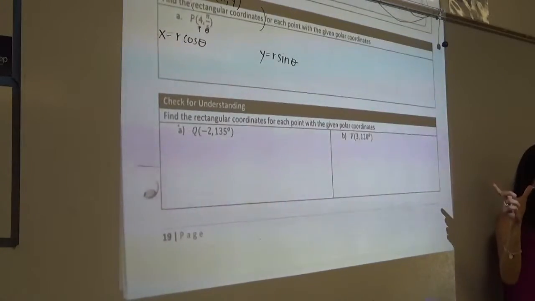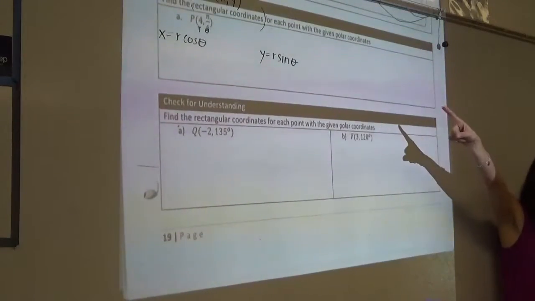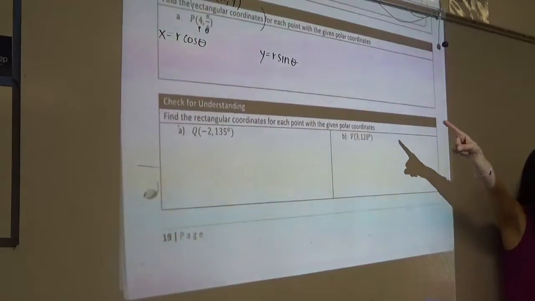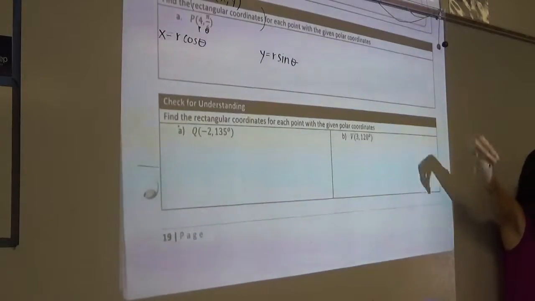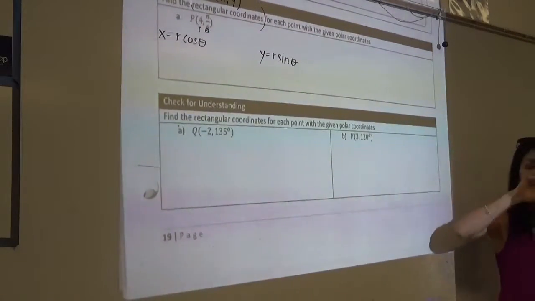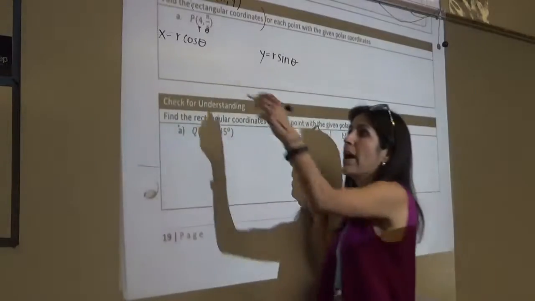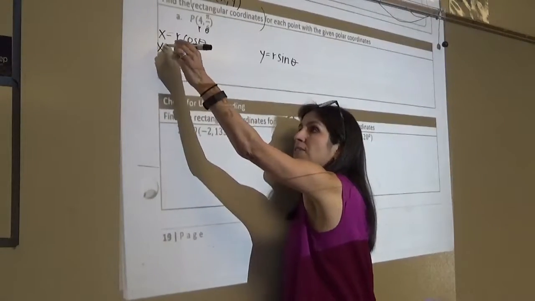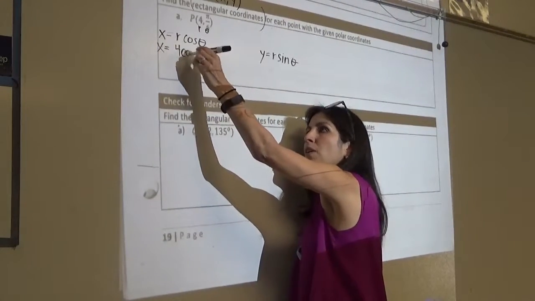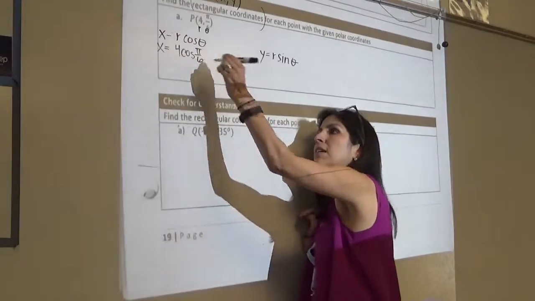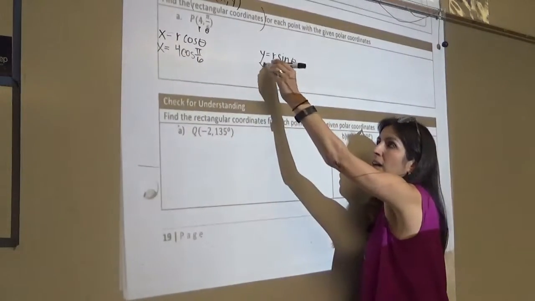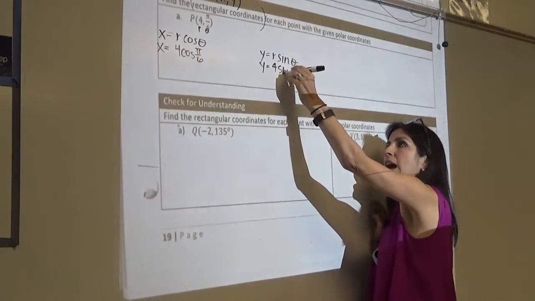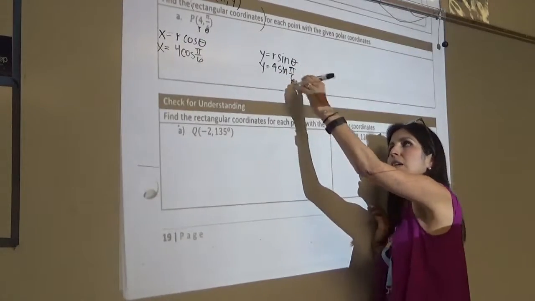If you anchor yourself in the formulas and you've annotated your point, I'm hoping the next logical step is to plug in the stuff that you know. R is 4, theta is pi over 6. That means to find my x, I'll need 4 cosine of pi over 6. And to find my y, I'll need to evaluate 4 sine of pi over 6. Substitution.